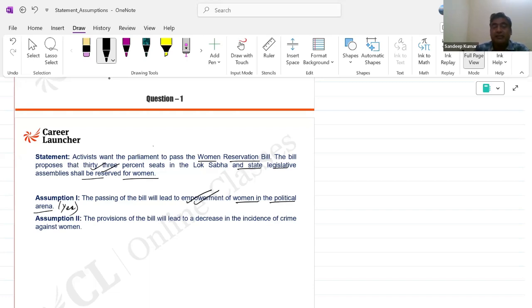Yes. Therefore, the Women's Reservation Bill. Okay. The provisions will lead to decrease in the incidence of crimes against women. Now, when we talk in terms of Lok Sabha and the state legislative assemblies, are we discussing crime in any way? The answer is no. We are talking in terms of the political arena only. So assumption 1 is implicit, yes. Assumption 2 is definitely not implicit. Okay.